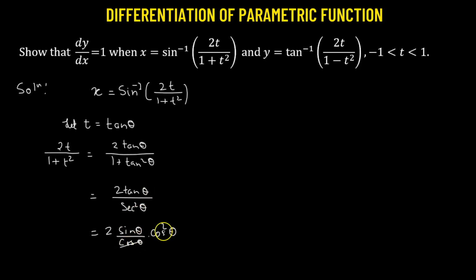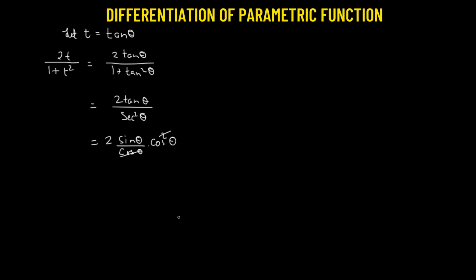So one cosine theta from the denominator and one from the numerator goes away, and this leaves us with 2 times sine theta times cosine theta. Now 2 times sine theta times cosine theta is another trig identity. Whenever we have sine of 2 theta, its expansion is given by 2 times sine theta times cosine theta. So that means we have simplified 2t over 1 plus t squared and made it equal to sine 2 theta whenever we have t equals tangent of theta.